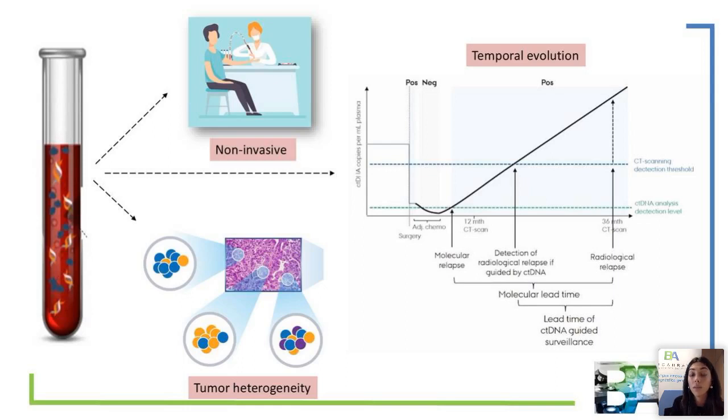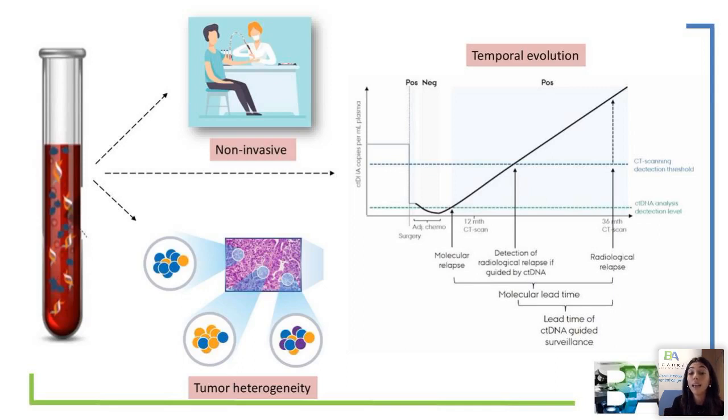So through liquid biopsy and the detection of this circulating tumor DNA in the blood, we will be able to detect that there is a relapse way earlier than with imaging, because with imaging we need the cells or the mass to acquire a size large enough to be detectable.